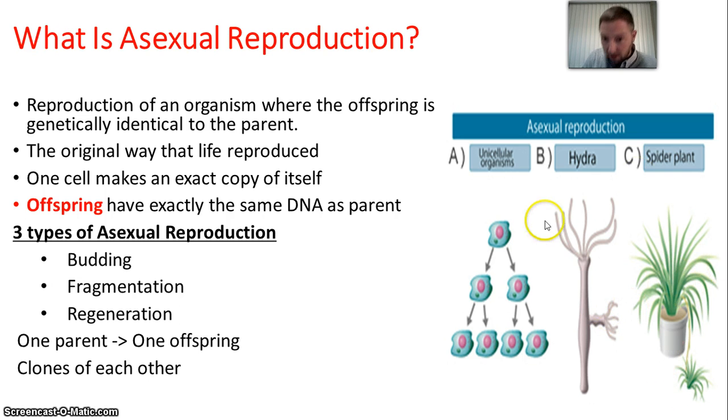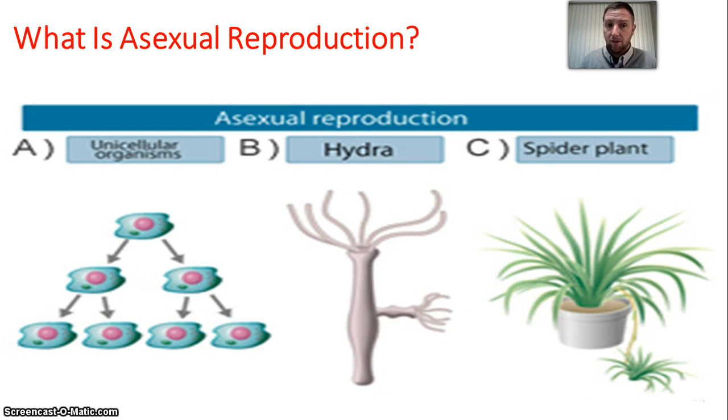Or you can have unicellular organisms. I have one cell becoming two identical cells, which then become four identical cells. All the same number of genes, all exactly the same in every way. You go from one parent to one offspring. And that one can become another and another and another, and they become clones of each other. Exactly the same in every way. That's asexual reproduction. Cool? A little picture that helps you with your notes. Pause it if you need. We're going to move on.